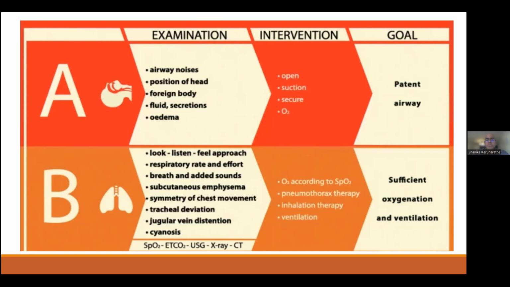If you find abnormality, you have to exclude pneumothorax. Sometimes you have to start inhalation therapy, or sometimes non-invasive ventilation or ventilation, to make sufficient oxygenation to the patient. So this breathing part is very important.